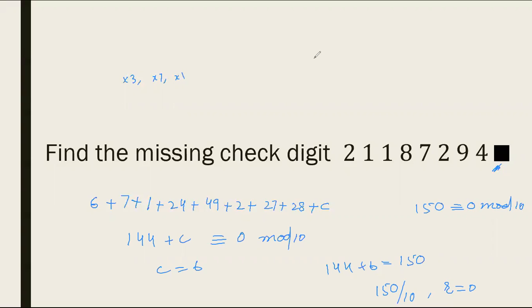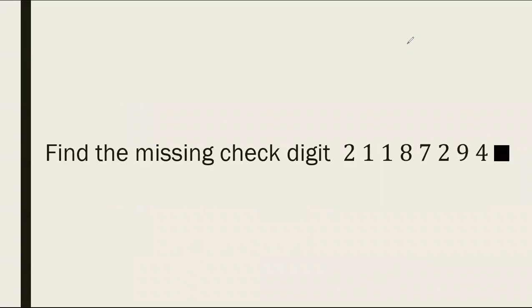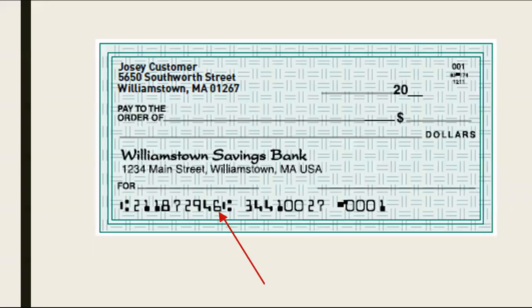Now let's see if this is the correct number. Oh yes, so this was from some Williamstone Saving Bank, and its routing number has 6 as the check digit. So this was the simple use of modular arithmetic in order to verify whether the information that is stored in some important places is in the correct order or not.